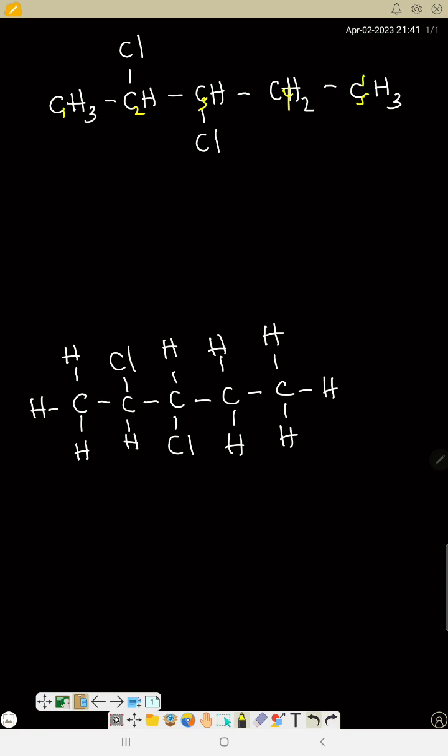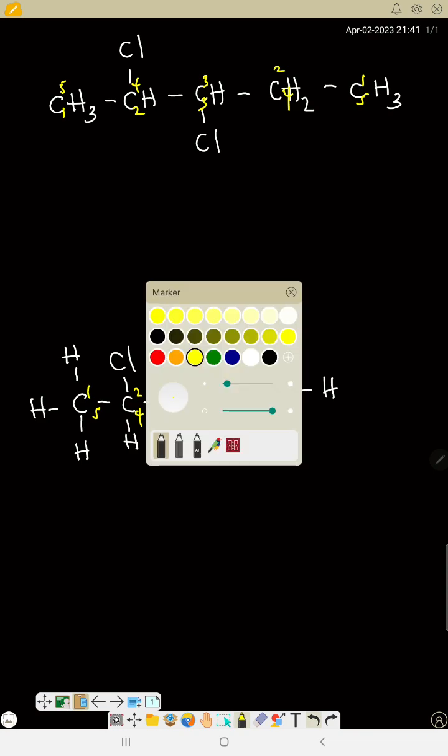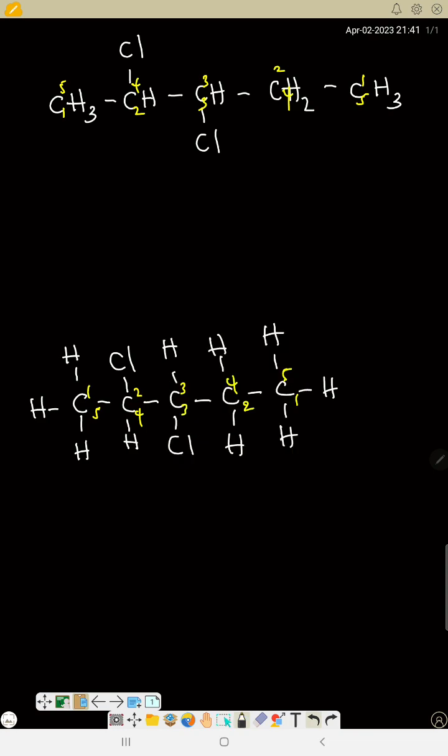So backward, 1, 2, 3, 4, 5. And if it is this, 1, 2, 3, 4, 5. Backward, 1, 2, 3, 4, 5. Now how can you name this? What is the longest carbon chain here? The longest continuous carbon chain here is 5. So that means this is pent. If it is 5, it's pent. Everything is single bond, that is pentane.